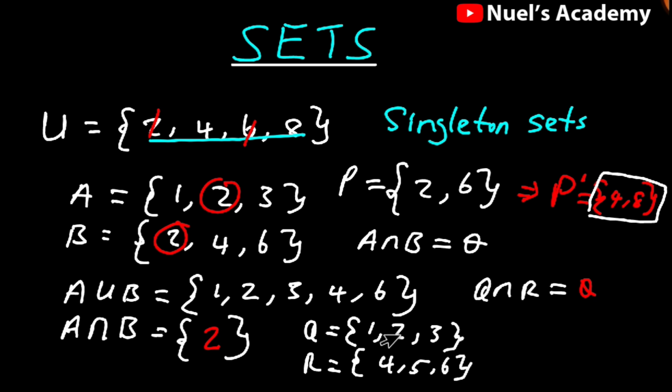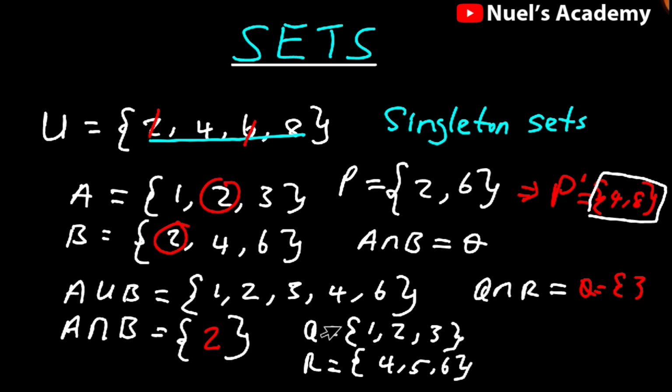1, 2, 3, 4, 5, and 6. So there's no element that appeared in set Q and also in set R. So we say that the intersection is the empty set, or we can also write it as two curly brackets with no element inside. Because these two sets have no intersection, they are called disjoint sets.